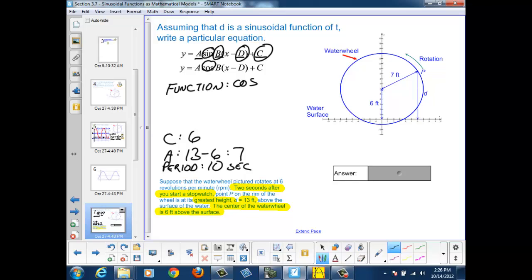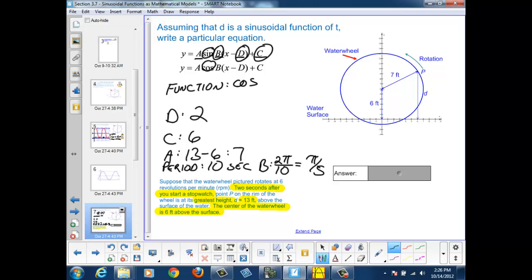Knowing our period, we can calculate our b value, because our b value is 2 pi over the period. Finally, our phase displacement is the location of our first maximum value on our graph, which we see in the question is 2 seconds after we start the stopwatch.